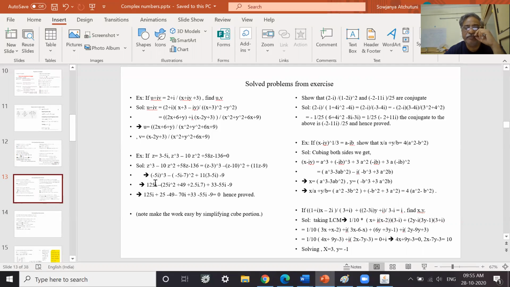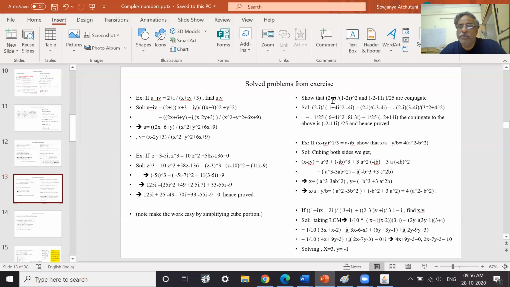i cubed is minus i, i square is minus 1, and i is of course the same i. So what I am getting finally is 0. The 125 are getting cancelled, 70 plus 55 is 125, getting cancelled. The 25 minus 49, 33, 25, 58, they are getting cancelled. So we have to see how I can simplify my cubic form. I can add some minus many times, no problem. So this is where we have to simplify.